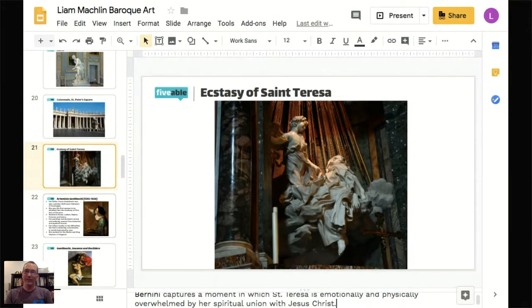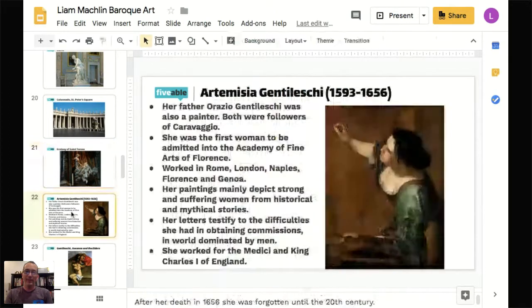Let's give some female time now. Let's talk about a very famous female artist in the time. Even though I think in some textbooks she's mentioned as being a Renaissance artist, she's definitely more Baroque, and that's Artemisia Gentileschi. And she is, interestingly enough, the daughter of another painter.